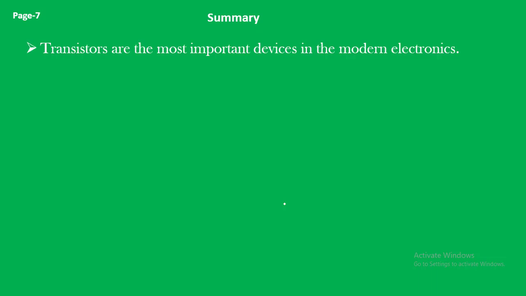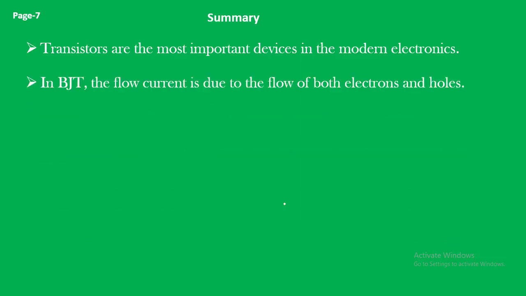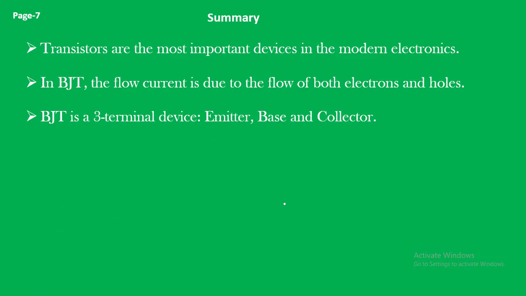Now if we summarize this discussion, transistors are the most important devices in modern electronics. Entire nanotechnology, chip design, chip fabrication is revolving around the transistors. In bipolar junction transistor, the flow of current is due to the flow of both electrons and holes. BJT is a three-terminal device: emitter, base and collector. These three are the terminals of BJT.